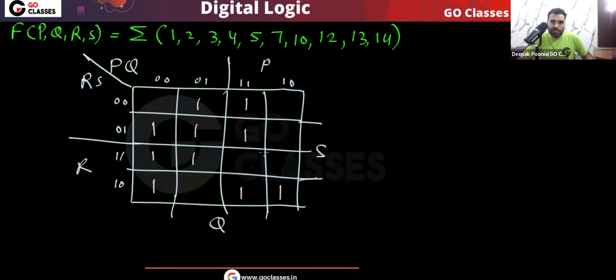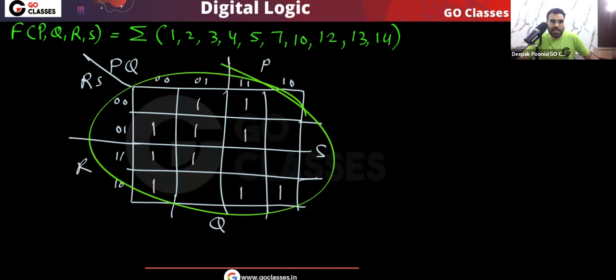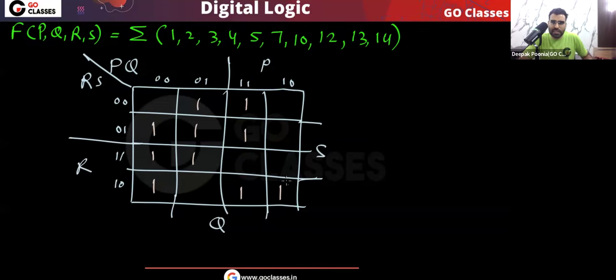What is a prime implicant? It is a cube covering ones which is as large as possible. Can I make a cube of size 8? No, a cube of size 8 is not possible. So the maximum size cube covering ones I can create is size 4. Here you can see this size 4 cube I can create, this is a PI. Then this size 4 cube I can create, this is also a PI.